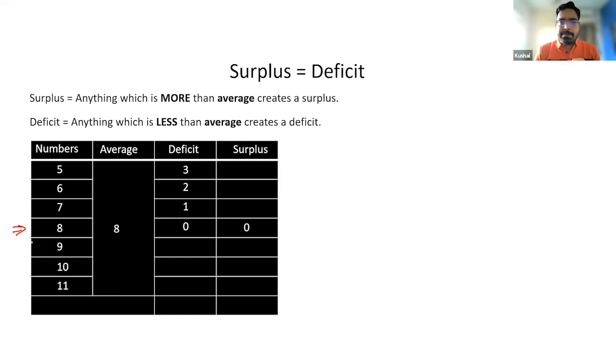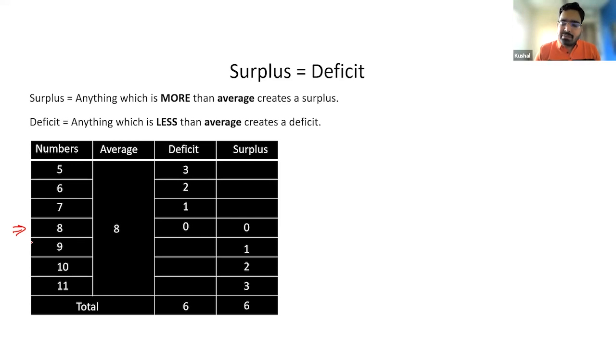If you look at 9, it is more than my average, and of course, it will create a surplus of 1 unit. 10 will create a surplus of 2 units. 11 will create a surplus of 3 units. Let's take the total of deficit and surplus. What is the total of deficit? It's going to be 6. What is the total of surplus? It's going to be 6 again.